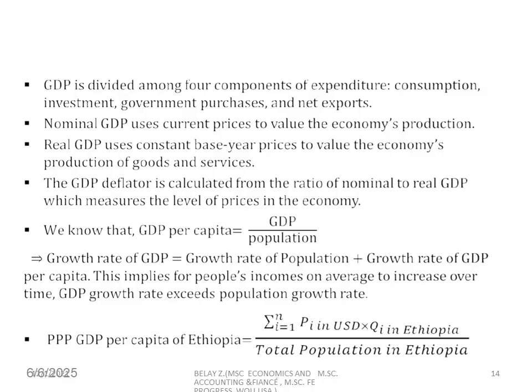That is, the purchasing power parity GDP per capita of Ethiopia, for example, is equal to the summation of i to n of the price of i in US dollars times the quantity of i in Ethiopia, over the total population in Ethiopia. That is the purchasing power parity GDP per capita of Ethiopians.